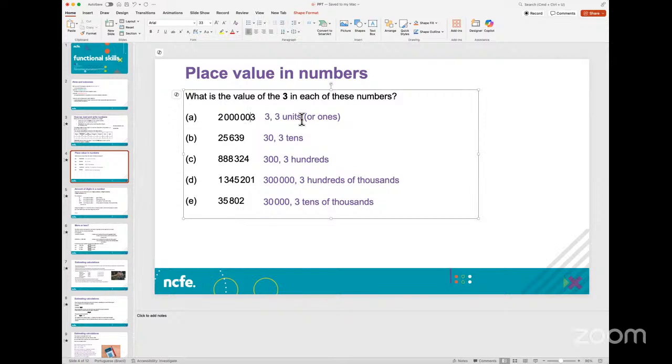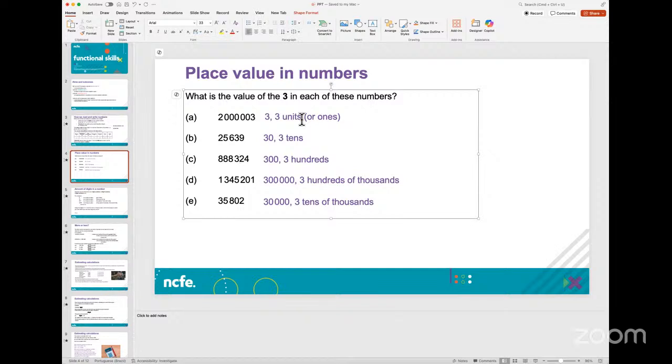So this appears in units. The value of 3 is 3 units. What is the value here in this number for number 3? It appears in the location tens. So unit, tens. So the value is 30.